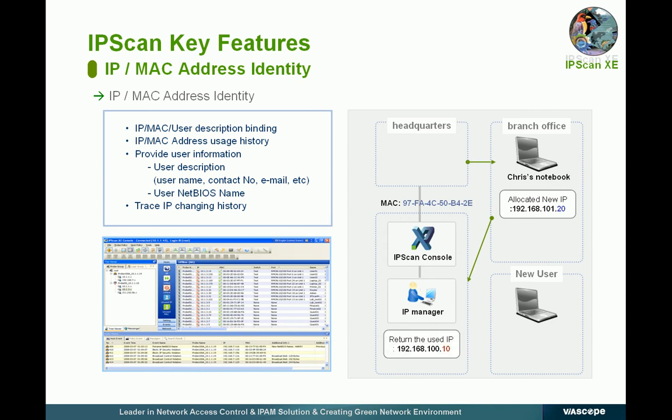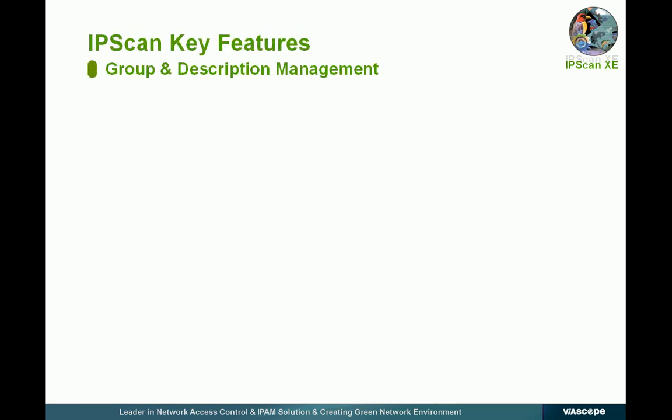So IPScan assigns a new IP to the branch office for Chris. The change to the IP address will be reported, based on which the administrator can assign Chris's IP to a new user. As such, the real-time management of IP or MAC can be used for IP or space management and user mapping. Group management is the basis for management of the IP or MAC address.